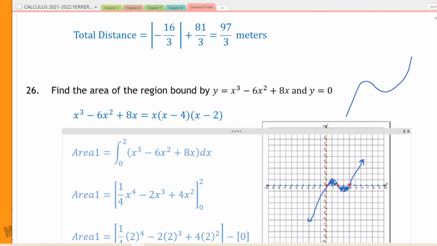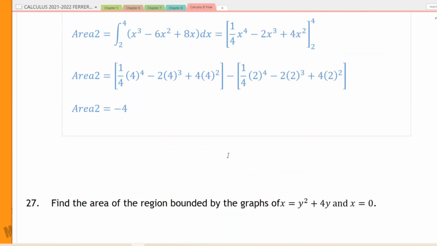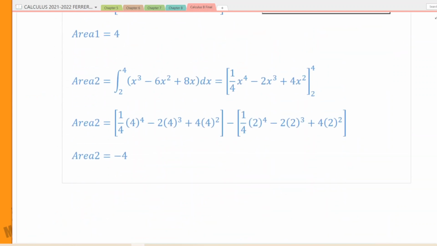So if I want to find the area of the region bounded by this cubic and y equals 0, then I have to add the absolute value of these two areas. Area 1 was 4, and area 2 is also 4. Remember, the integral was negative 4, but the area is 4. And to nobody's surprise, we get an area of 8.